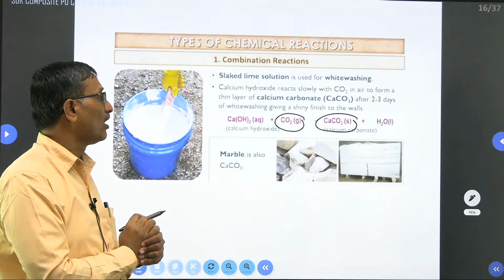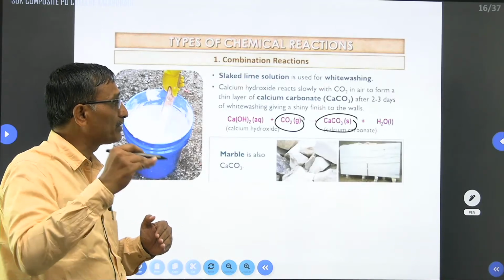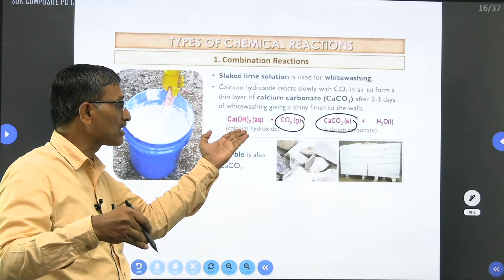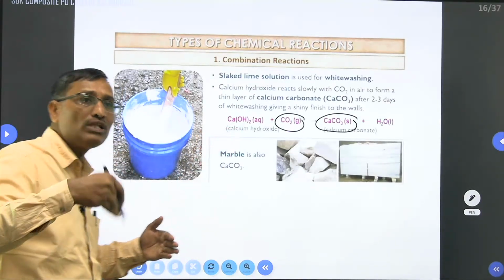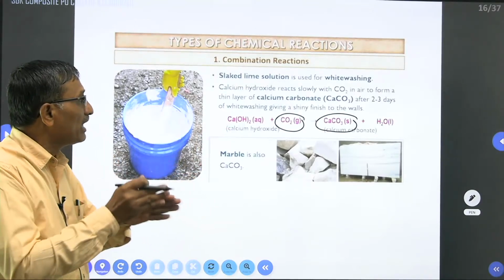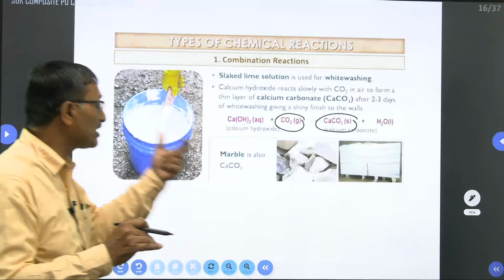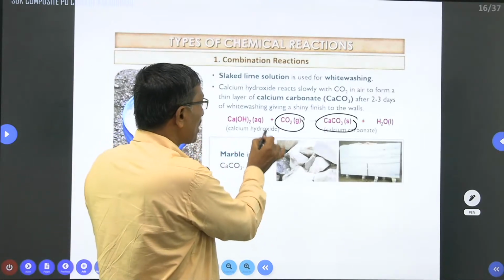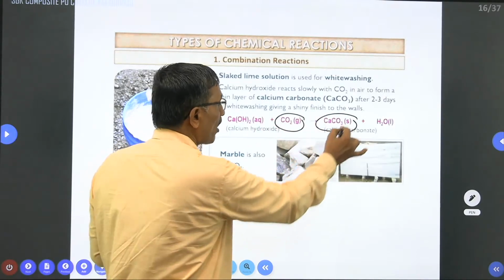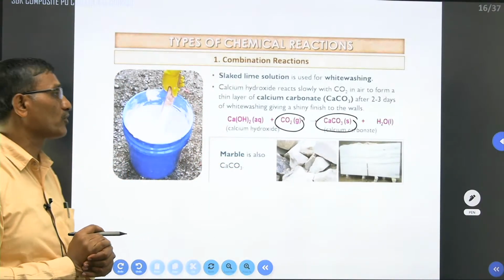Is it correct? After 2 to 3 days of whitewashing, it gives a shiny finish to the walls. You know, the whitewashing we are doing is nothing but calcium hydroxide only. Slowly, when that whitewash is exposed to the atmosphere, a thin layer of calcium carbonate forms. And see, students, in this case calcium hydroxide, which is aqueous, when it reacts with carbon dioxide, there is a formation of calcium carbonate along with water. That one too you have to remember.